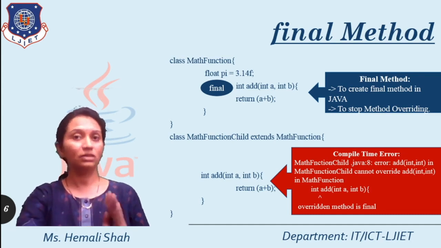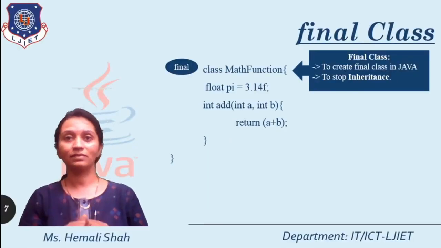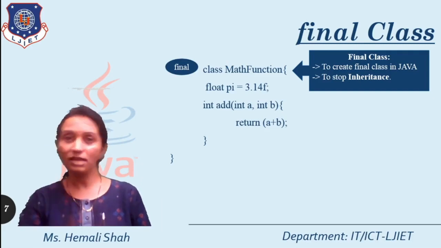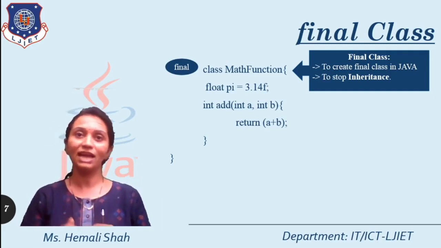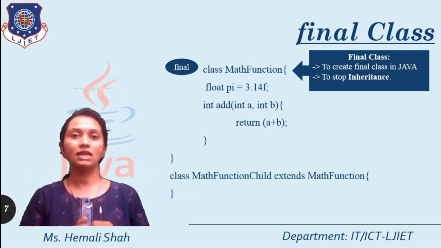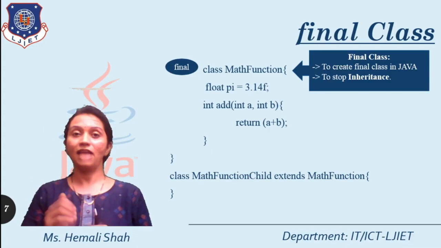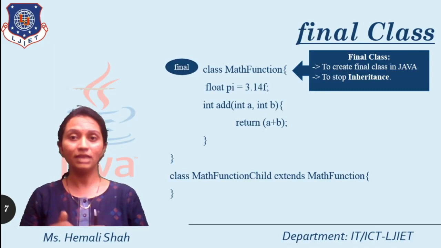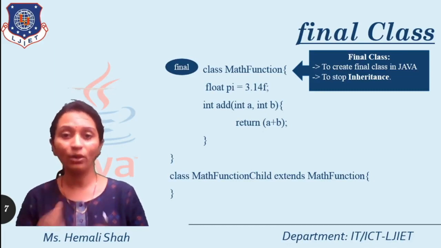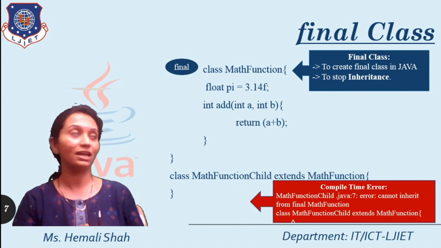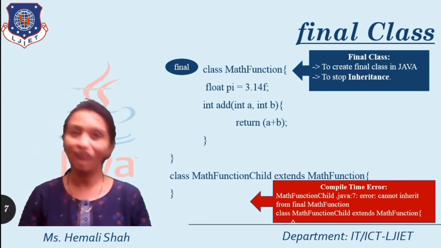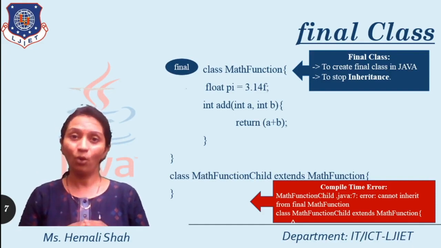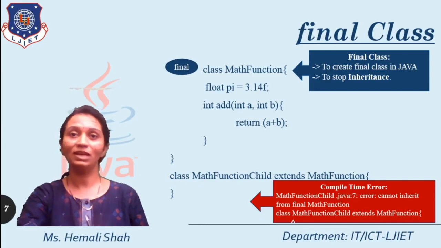Right? Now the third thing is the final class. Here this class I am making as final. Now you just need to try to create a child class of this final class. See here, this is the class which extends from the MathFunction class, which is the final class in our code. Now whenever you compile this code, you will get such an error. This class is declared as final, so you cannot extend this class. Hope you are clear what type of error you will get.